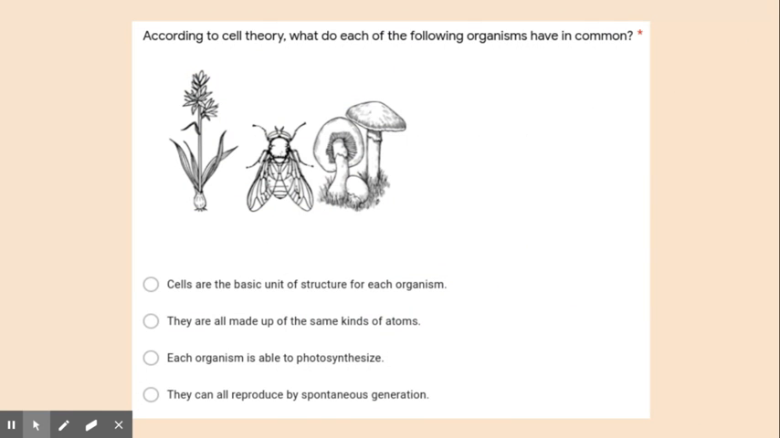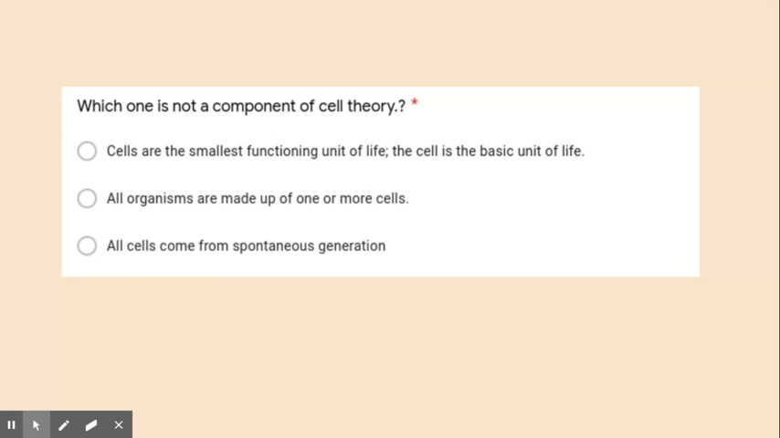So, according to cell theory, what do each of the following organisms have in common? Cells are the basic unit of structure for each organism. They are all made of the same kinds of atoms. Each organism is able to photosynthesize, or they can all reproduce by spontaneous generation. Okay, which one is not a component of cell theory? Cells are the smallest functioning unit of life. The cell is the basic unit of life. All organisms are made up of one or more cells, or all cells come from spontaneous generation.